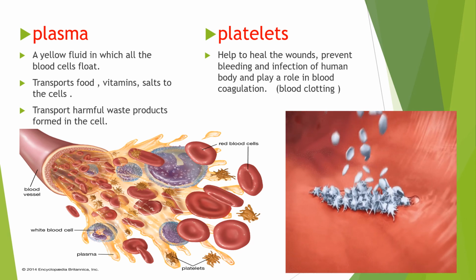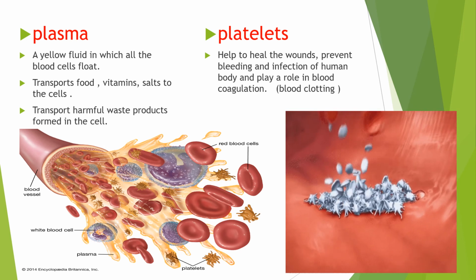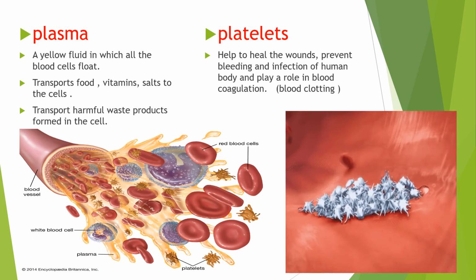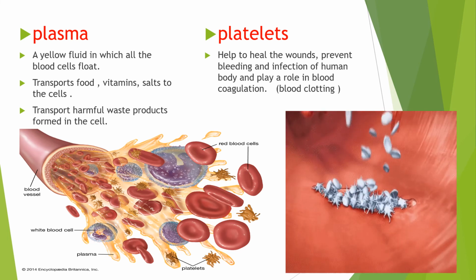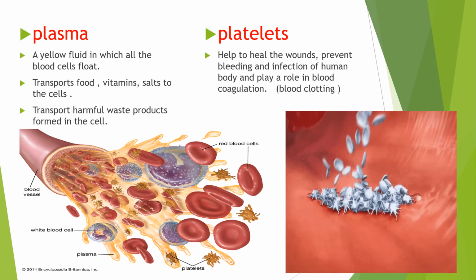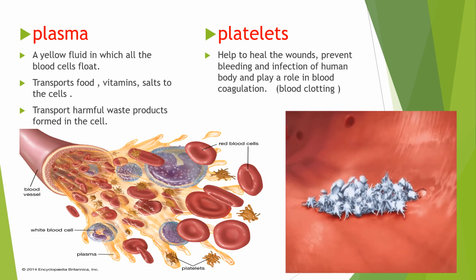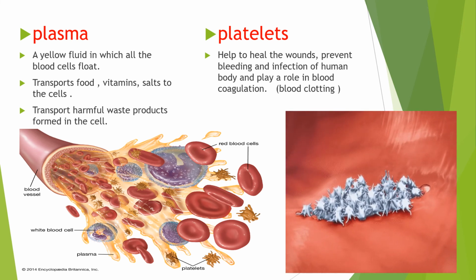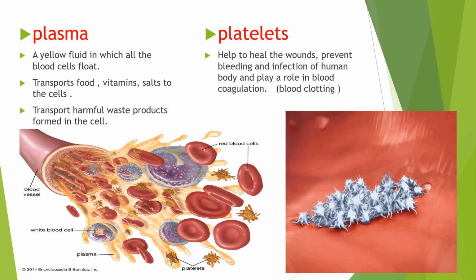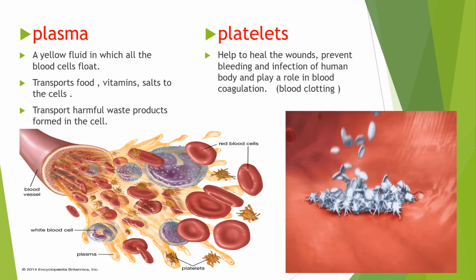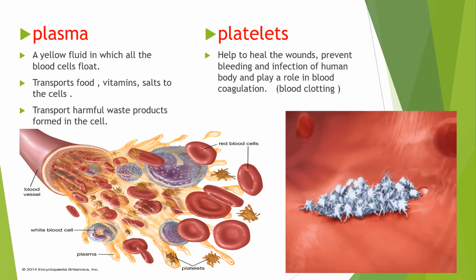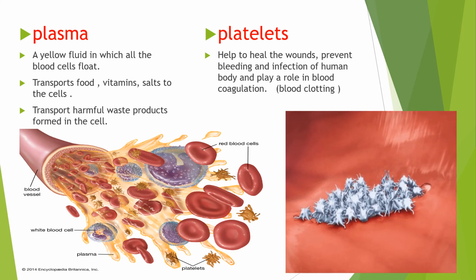So the platelets help to heal the wounds by preventing bleeding through the formation of blood clotting or the coagulation process. They heal wounds, prevent bleeding and infection of the human body, and play a role in blood coagulation or blood clotting, or they form this brown crust over your wound.